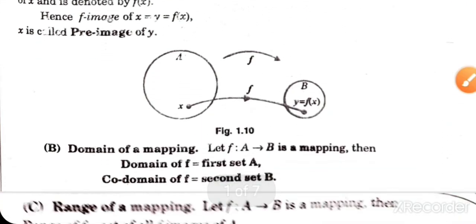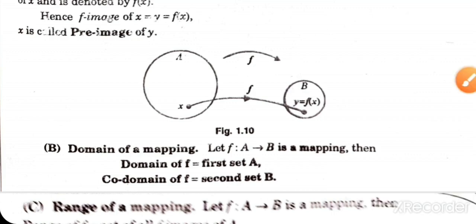Suppose f(x) is the image of x, that is denoted by y, then x is the pre-image of y. Domain of F is the first set, codomain is the second set, and the collection of all images, which is a subset of B, is called the range of the mapping.